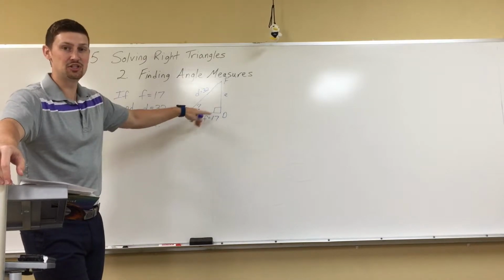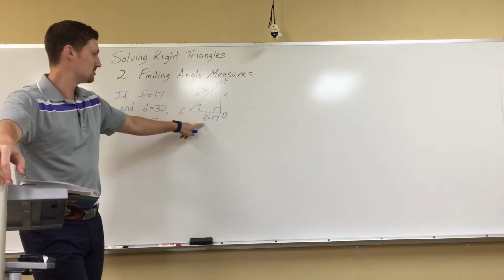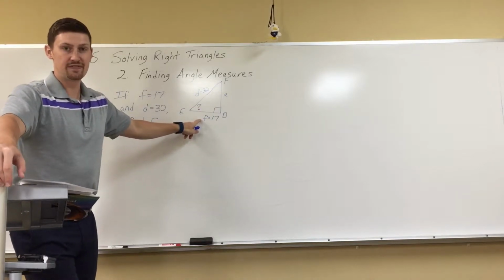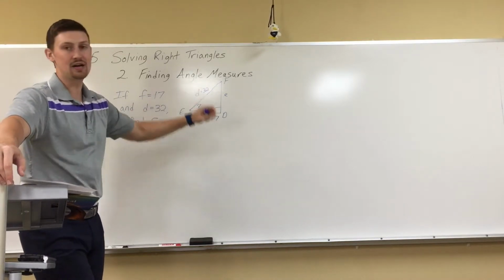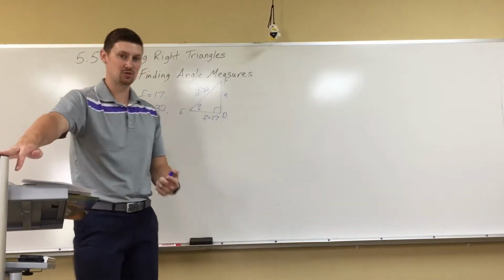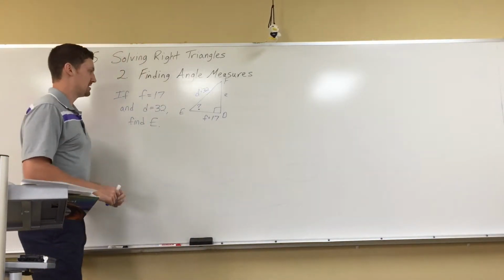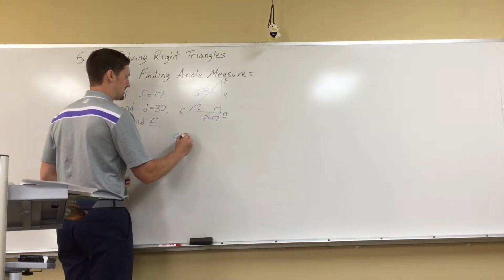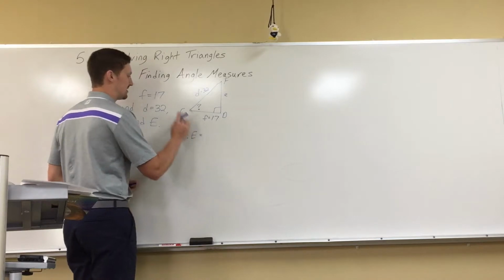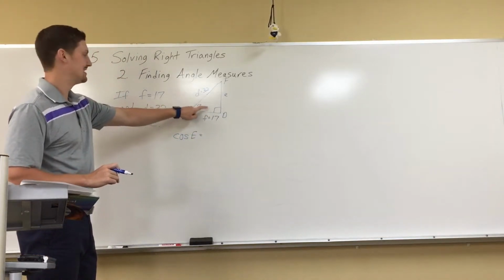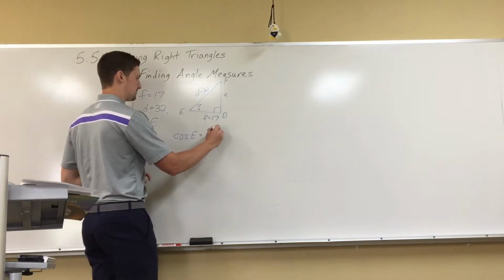F, is that opposite or adjacent to E? Adjacent. Next to, right? It's not opposite. So what trig function would give us adjacent and hypotenuse? So cosine, right? The problem is, we can't just find cosine. Let's write that out though. Cosine of E, in other words, if I take cosine of this angle, I would take adjacent over hypotenuse. 17 over 32.